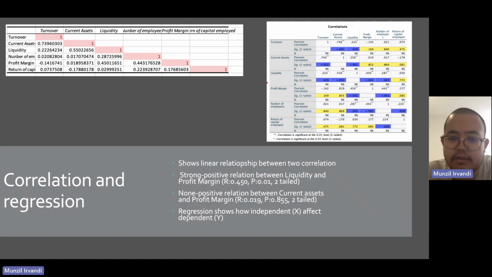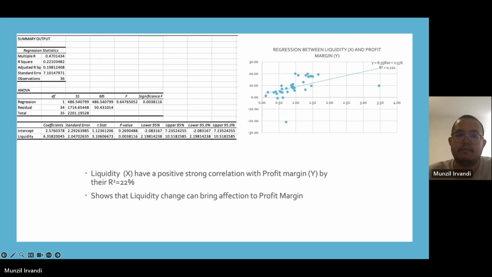And after this, I'm going to explain regression. Regression is a tool to show how independent X affects dependent Y. Okay, so the first regression is between liquidity X and profit margin Y, which shows how liquidity performance can affect profit margin.